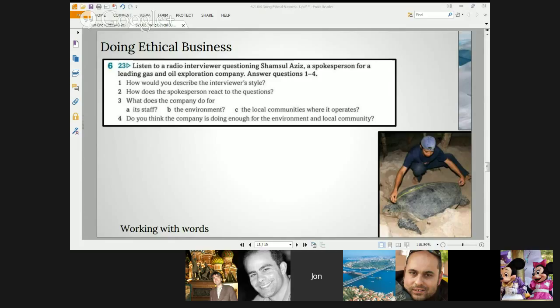Last question, this is your opinion now. João, do you think the company is doing enough based on the interview that you heard? I think no. Well, okay, that's a fair point. Why do you think it could be doing more? I think the enterprises related with oil and gas, they are very pollutant to the environment. They pollute a lot. Yes. Pollute. There you go. Okay, got it.